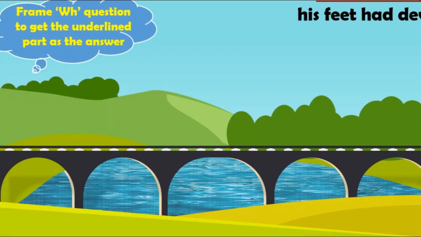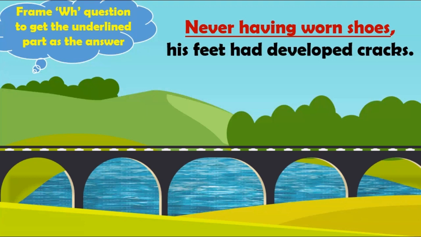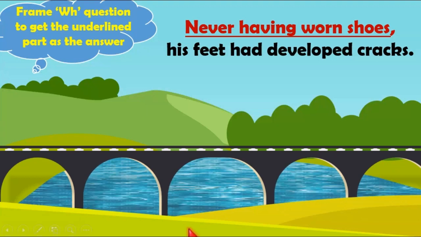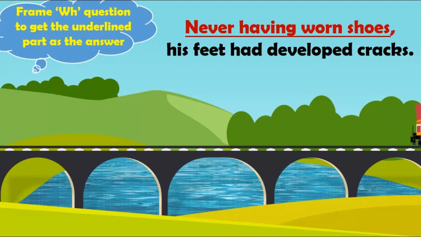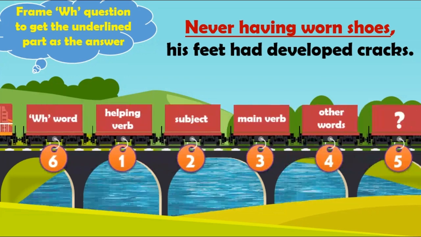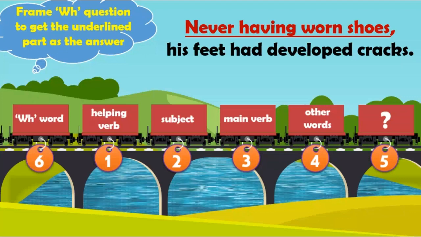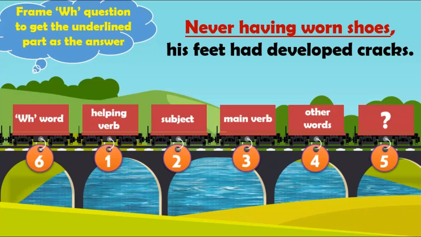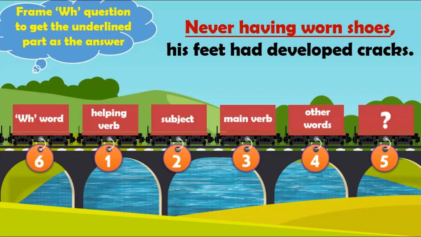Now let's frame WH questions to get the underlined part as the answer. Look at the example. Never having worn shoes, his feet had developed cracks. Look at this structure. Helping verb, subject, main verb, other words, and the question mark. Then you have to get yes or no questions. Then you have to add WH words.